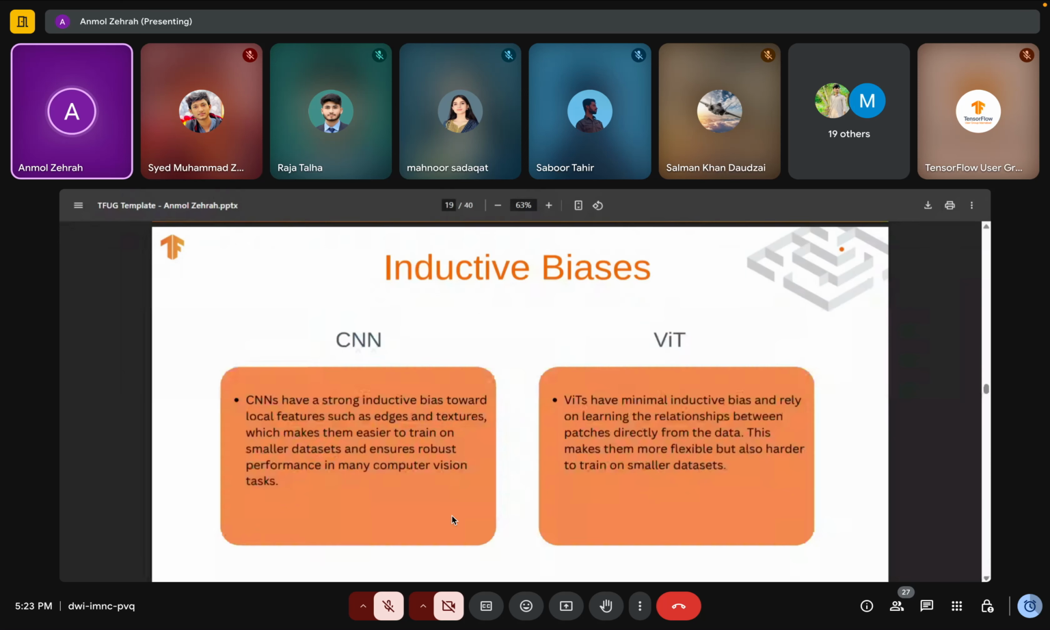Okay, then coming to inductive biases. CNNs come with very strong inductive biases. They're built to detect local patterns, be it edges, textures, or corners. So it helps them to generalize well. Even if the data is limited, they're going to generalize really well. But when we talk about ViTs, they're way more flexible. They don't assume anything about the local structure. But that also means they would need a lot more data to learn effectively.